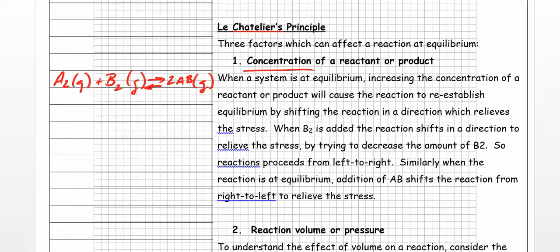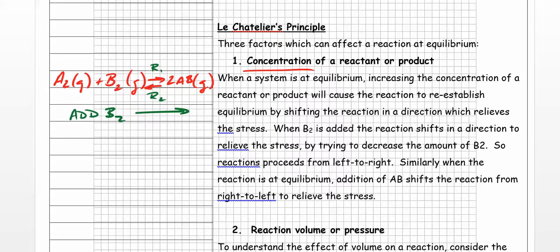So if I add, say, B2, what's going to happen is that the system is going to shift to the right. At least momentarily, if we said that this is R1 and this is R2, remember, before the stress, R1 and R2 were the same. But at least initially, when I add that B2, what's going to happen is that the reaction rate to the right is going to exceed the reaction rate to the left. And it's going to do that until it reestablishes the equilibrium that was previously there, right?